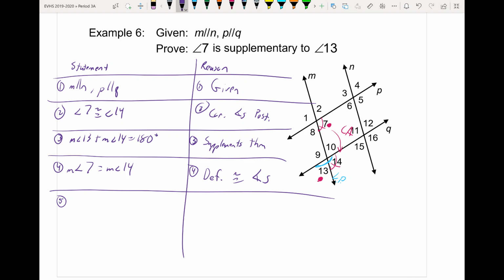And now for step 6, we can substitute in and say measure of angle 13, thank you, number 5, measure of angle 13 plus the measure of angle 7. Now, originally I had 13 plus 14, but I must substitute in the 7 for 14, equals 180. And that is substitution. And that was where I plugged 4 into 3.